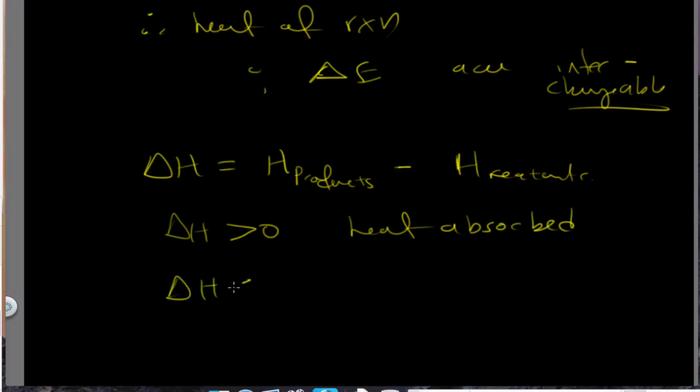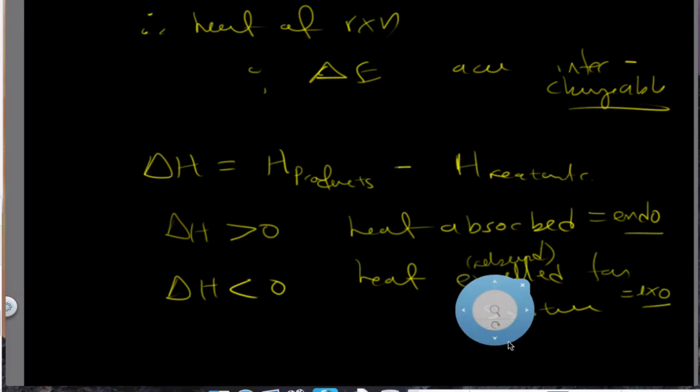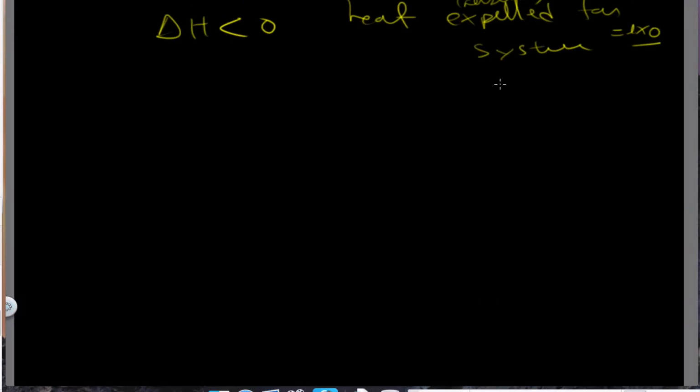When delta H is less than 0, this is heat expelled from the system, or heat released. Right? And this is another way. This is endothermic, and this is exothermic. Okay? So that brings us to calorimetry.